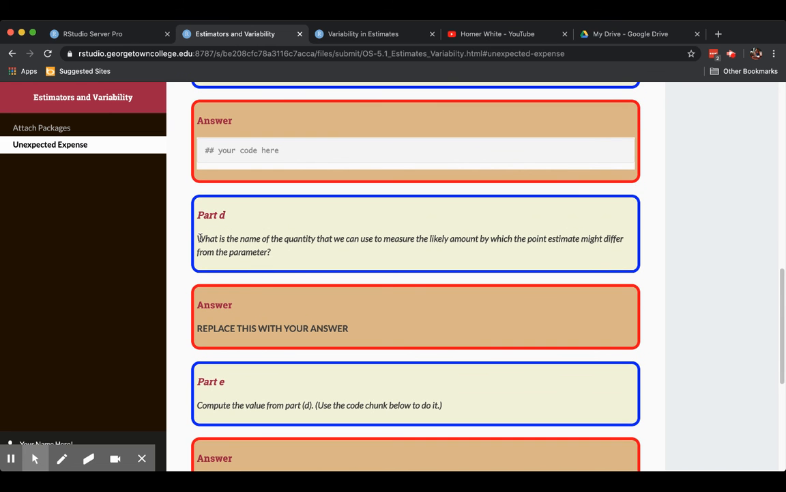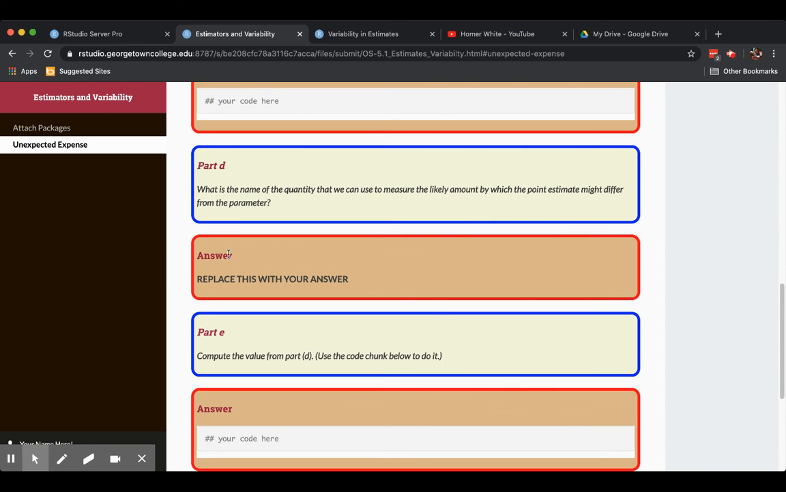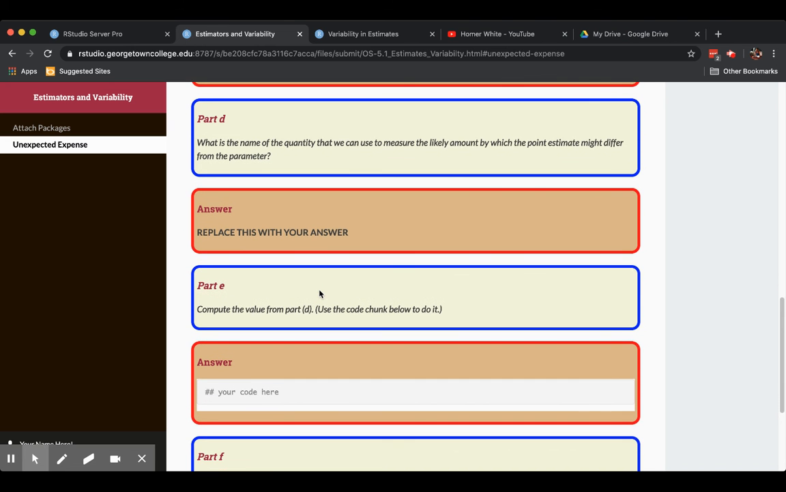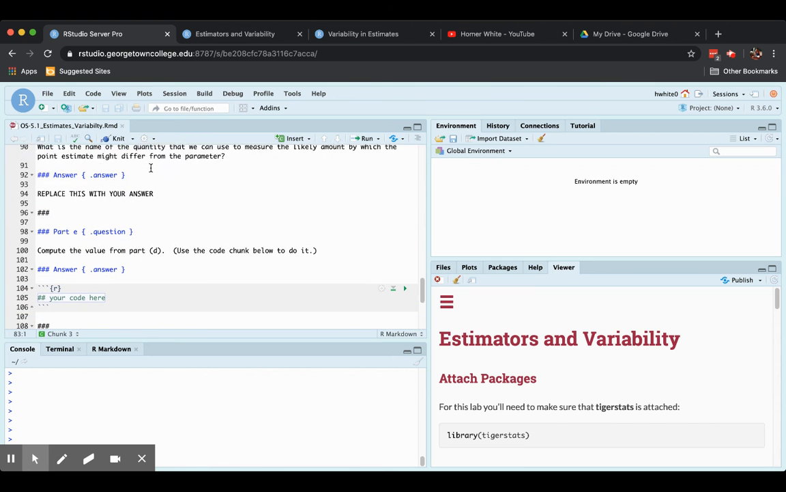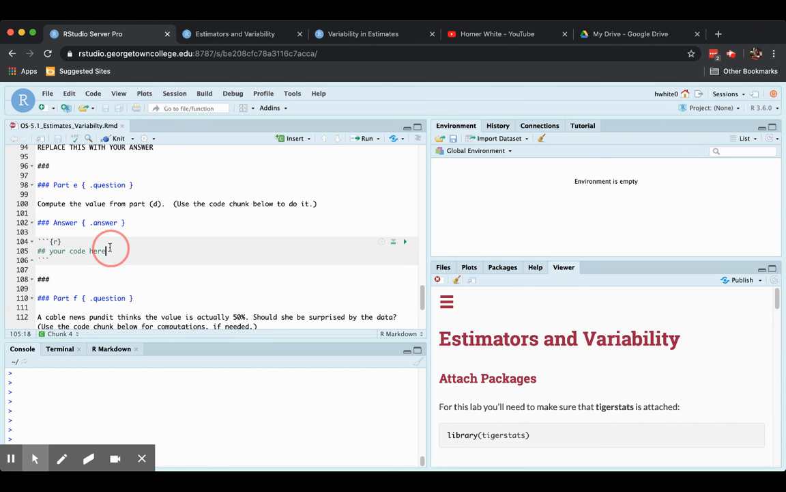What's the name of the quantity that we can use to measure the likely amount by which the point estimate might differ from the parameter? Study and find the correct name for that quantity. It is a name, not a number. But in the next part, you are going to compute the actual numerical value of that quantity, of that give or take figure. And that'll be done where you replace this little comment with the R calculations that compute that quantity.